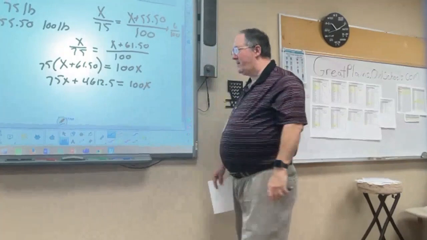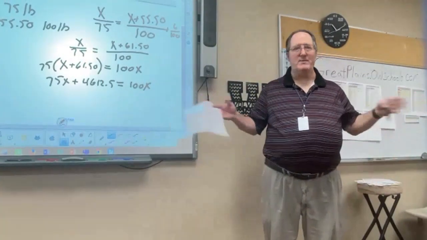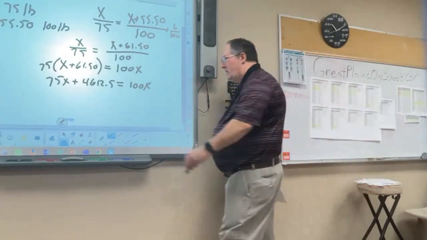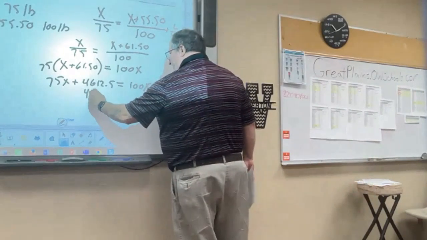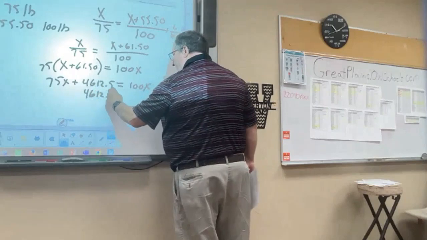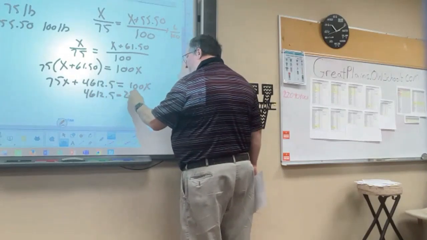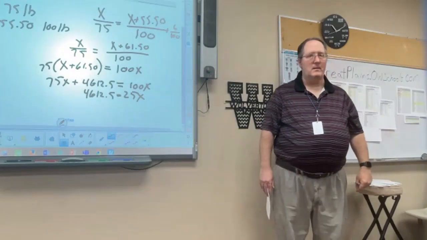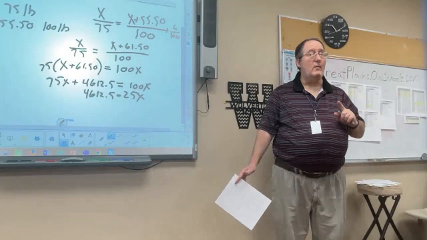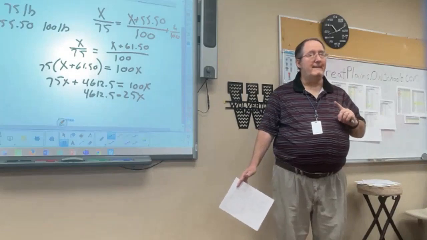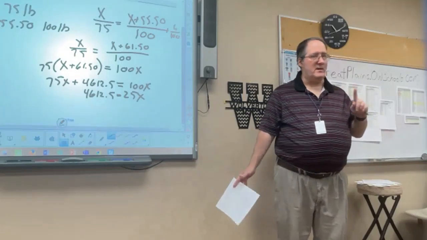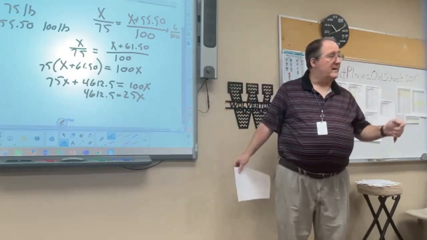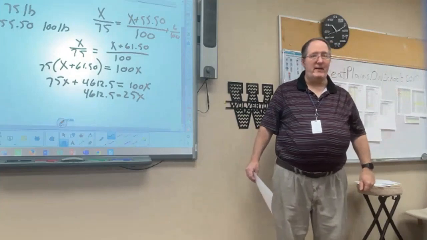Combine like terms, we get the x's on the same side. So if I subtract 75x from both sides, I end up with 4612.5 is equal to 25x. How do you solve for x, get x by itself? In algebra, how do you get x by itself? You just write this answer down at the end. This is question 3. What? You divide. Okay, what goes in the calculator first?